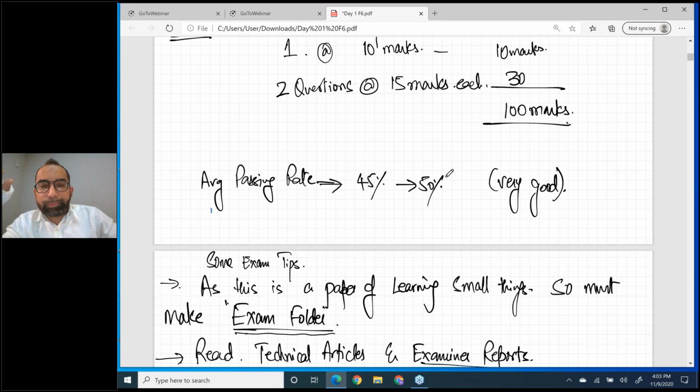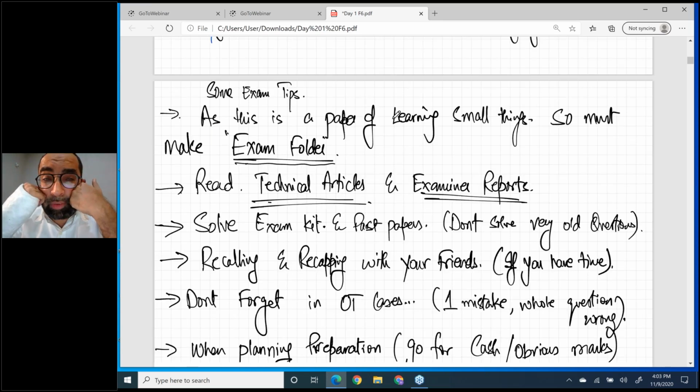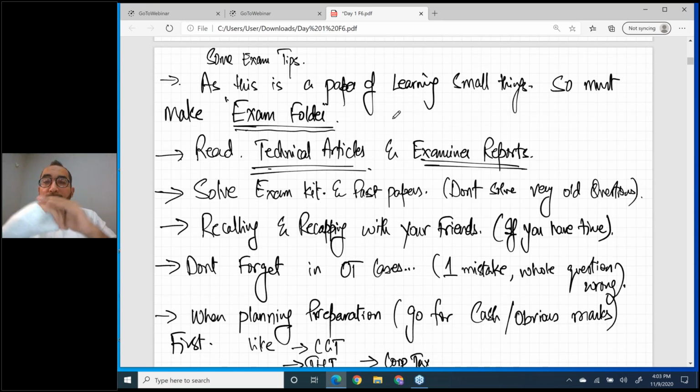Going forward, I have written some exam tips for you, and listen to them very carefully. We are investing our time in them, as this is a paper of learning. All of you are here for a revision session, which means you have already studied this paper. So you must know that in the tax paper there are many small things, many rules and regulations, so your learning power must be strong.